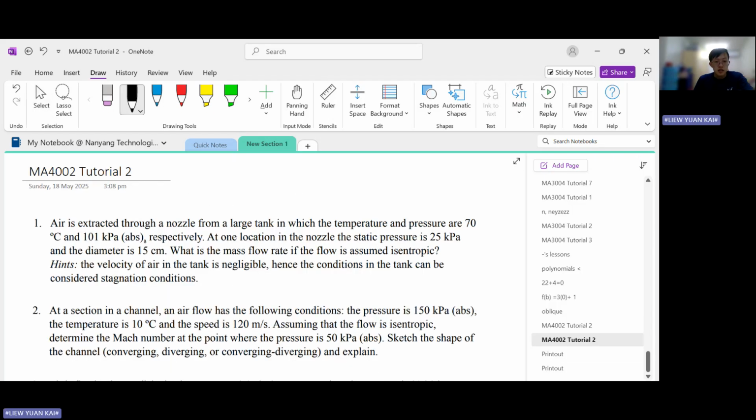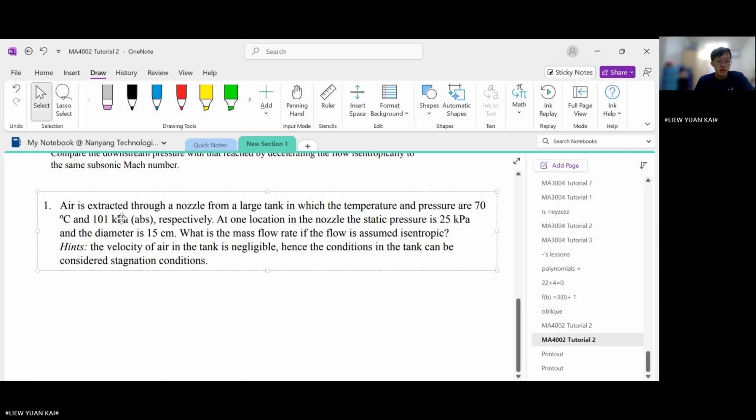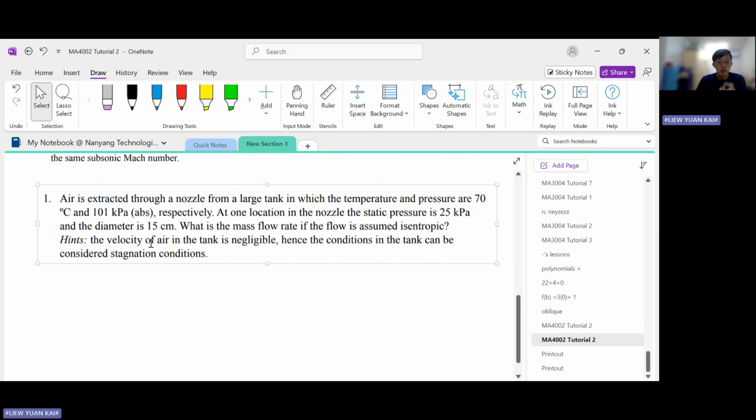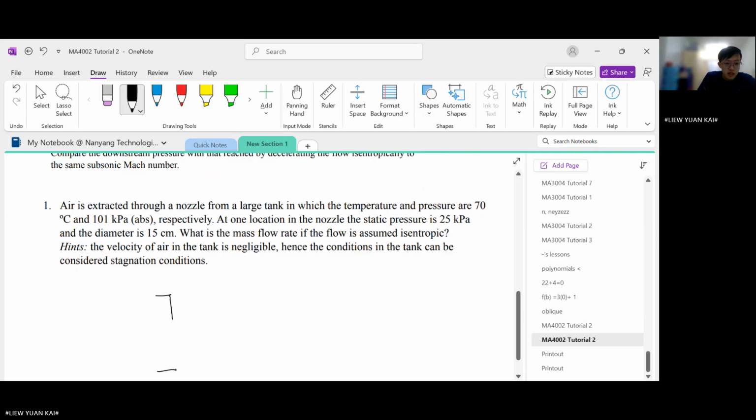So question one, take a look. Air is extracted through a nozzle from a large tank in which temperature. Okay, so let's draw out the problem. We have a large tank. Then here's the stagnation point, right? They say the velocity of air in the tank is negligible, and hence we can consider those conditions as stagnation conditions. So there's a flow, an isentropic flow, which leads to a point we call point one.